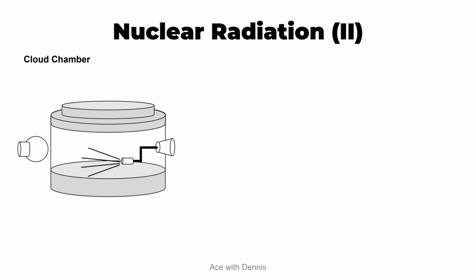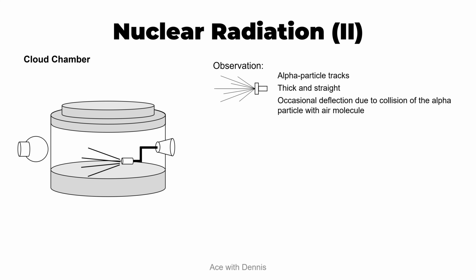There are a few track patterns that can be observed in the cloud chamber which tell us which type of radiation is detected. For example, this pattern, as you can see, we have straight lines. So this track pattern is alpha particle tracks. It is thin and straight. This is because of occasional deflection due to collision of the alpha particle with air molecules.